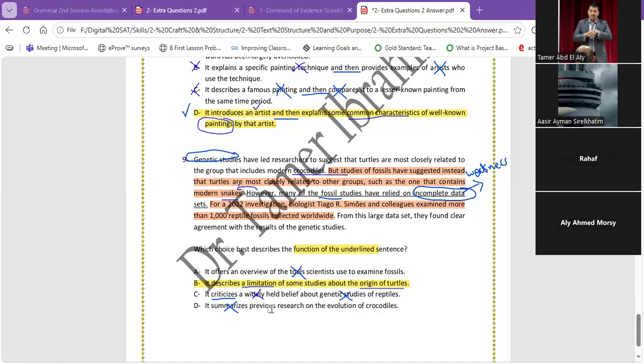It summarizes previous research on the evolution of crocodiles. We're not talking about crocodiles, we're talking about turtles. And it didn't talk about the evolution here. So the answer is B, and all of you got it right. Let me send this for you first.